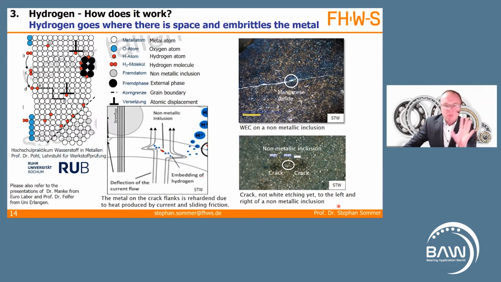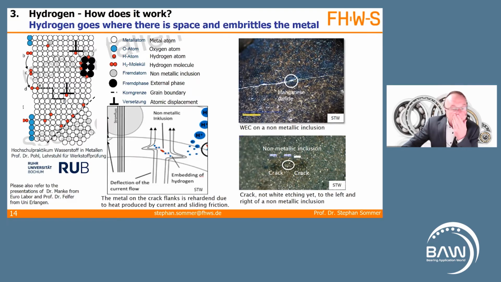The already somewhat higher mechanical stress in this area leads to notch stress. The material begins to crack at this point to the left and to the right of the non-metallic inclusion. This is how the crack starts. Now, more and more hydrogen can accumulate in the crack. The devil's circle has begun. More and more embrittlement by hydrogen, more and more notch stress, and more cracking.